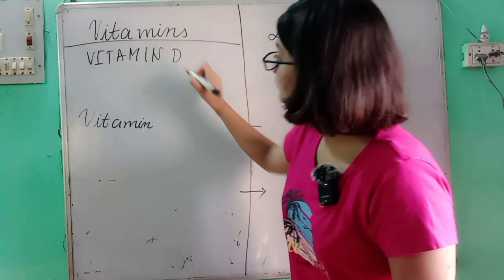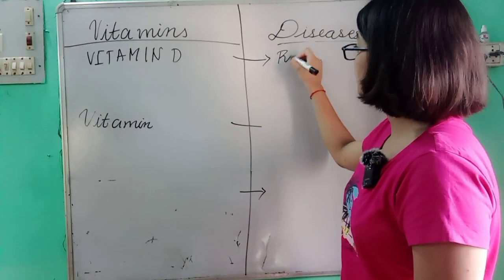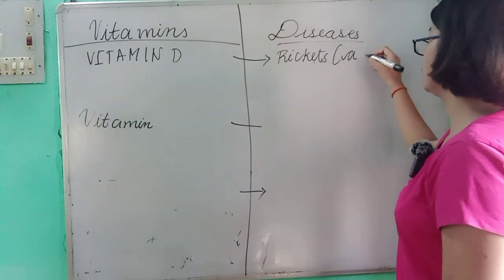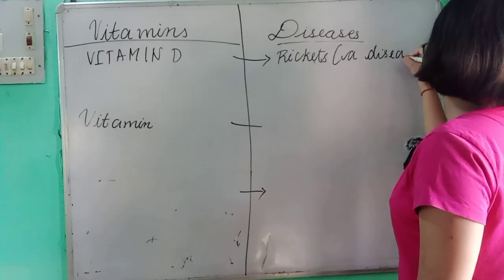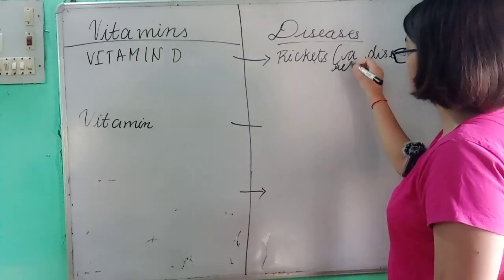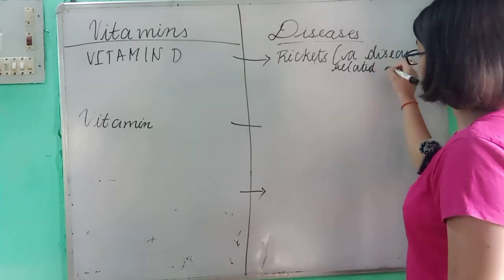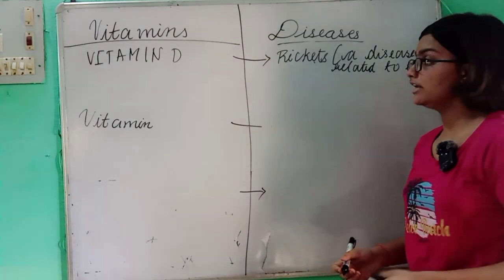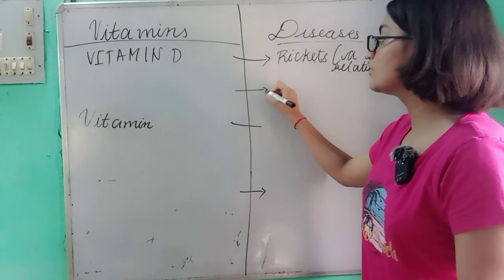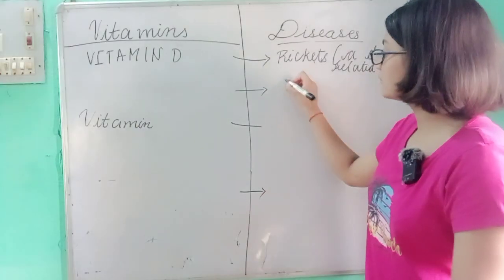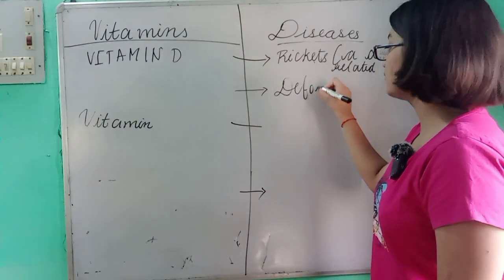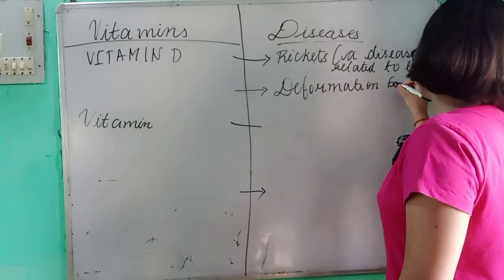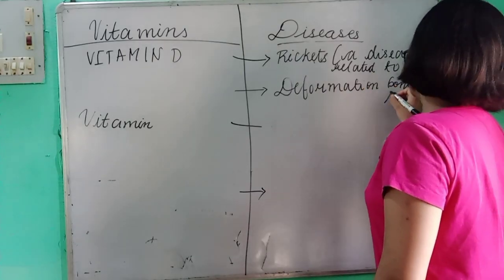So vitamin D causes rickets, a disease related to bones. Then after that, it also causes deformation of bones as well as teeth. Deformation of bones and teeth.